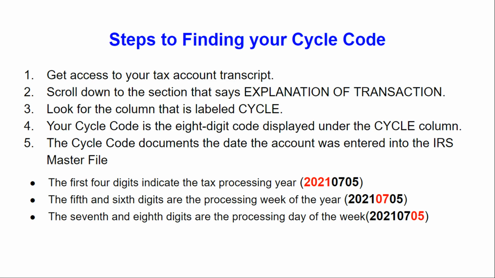The first 4 digits indicate the tax processing year. The 5th and 6th digits are the processing week of the year, meaning 1 through 52 weeks. The 7th and 8th digits are the processing day of the week. Those numbers run 1, 2, 3, 4, or 5. Those are the processing days. There's only 5 days in the IRS processing cycle week.